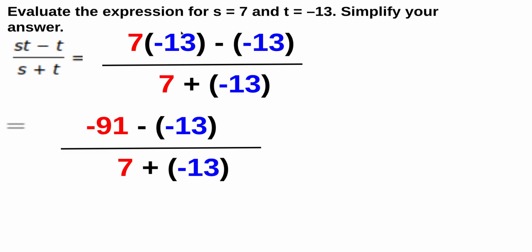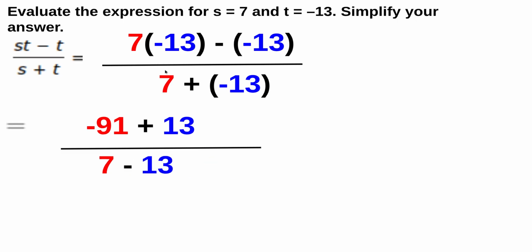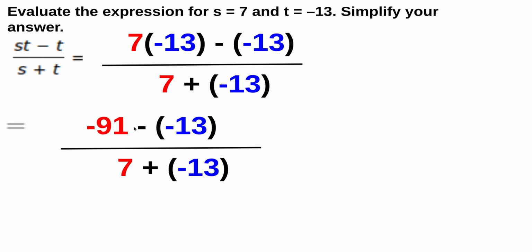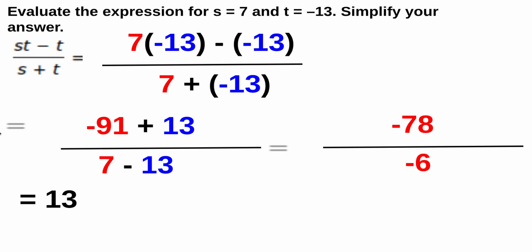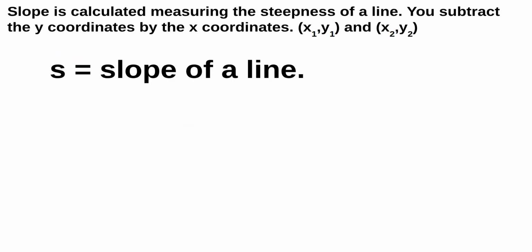First, let's just do 7 times negative 13, which we get negative 91. And now we can simplify this. Subtracting a negative is the same thing as adding a positive. Just using basic addition and subtraction rules, you can get this. Or you can plug this into your calculator and get the same expression. Negative 91 plus 13 is negative 78, and 7 minus 13 is negative 6. Negative 78 divided by negative 6 is 13.